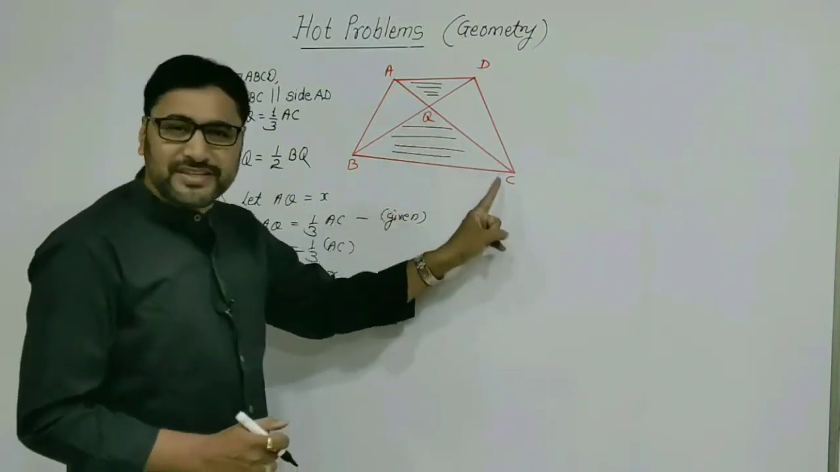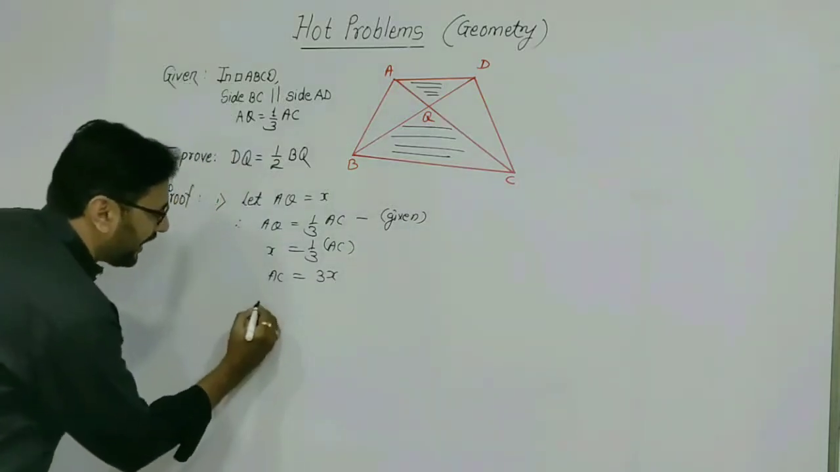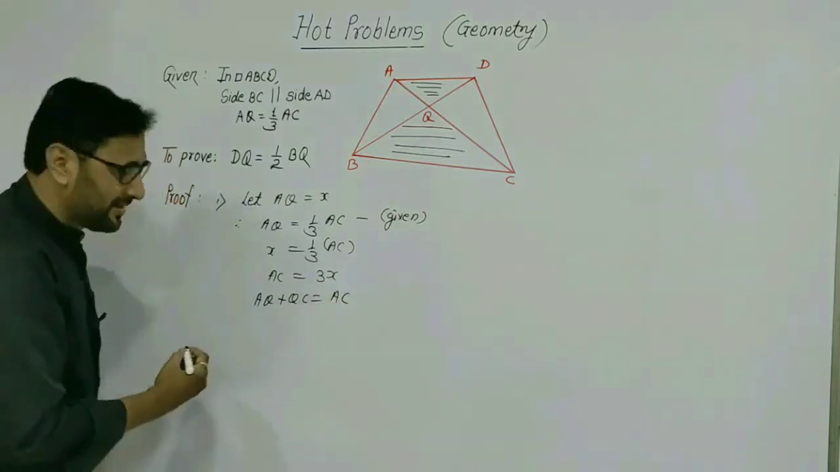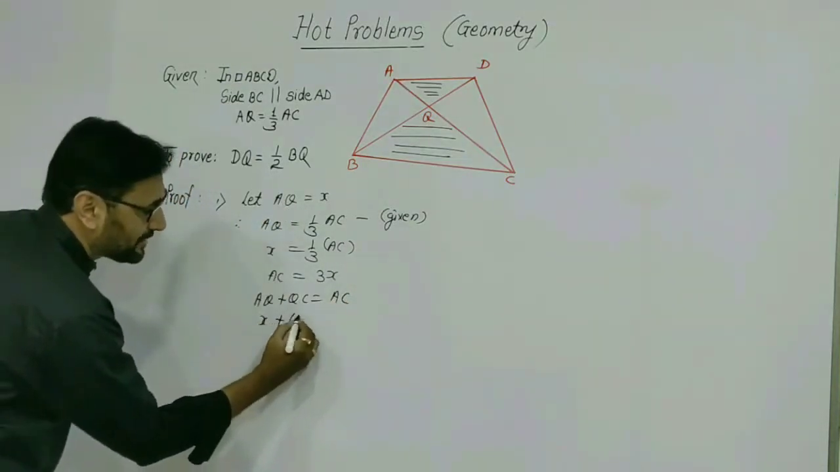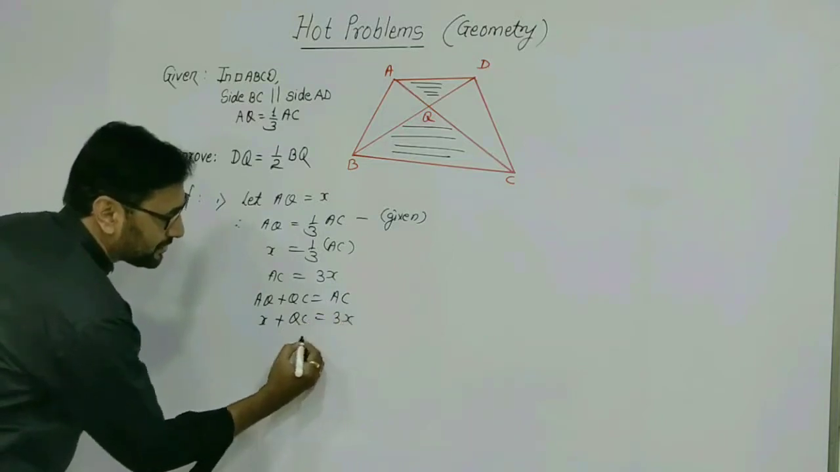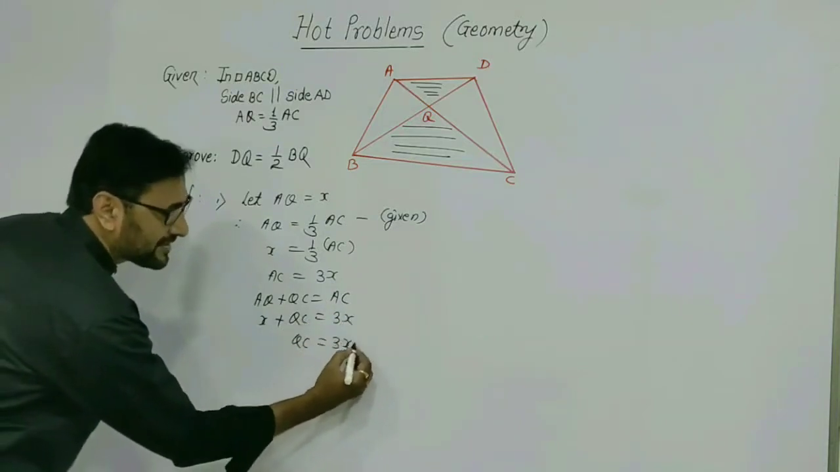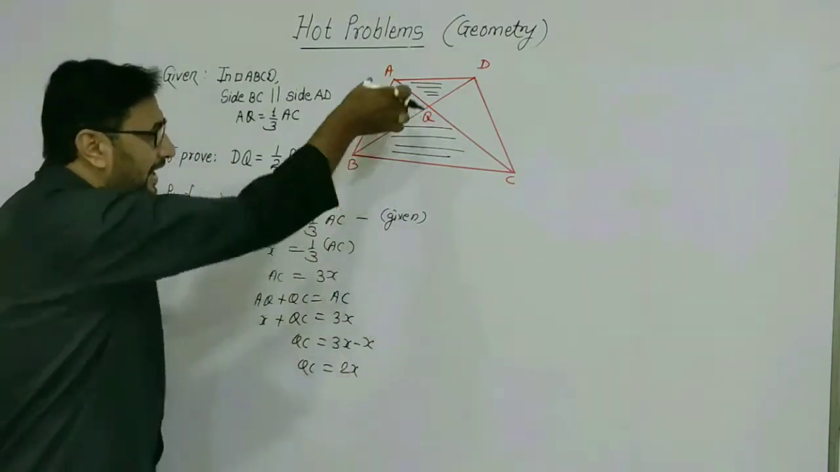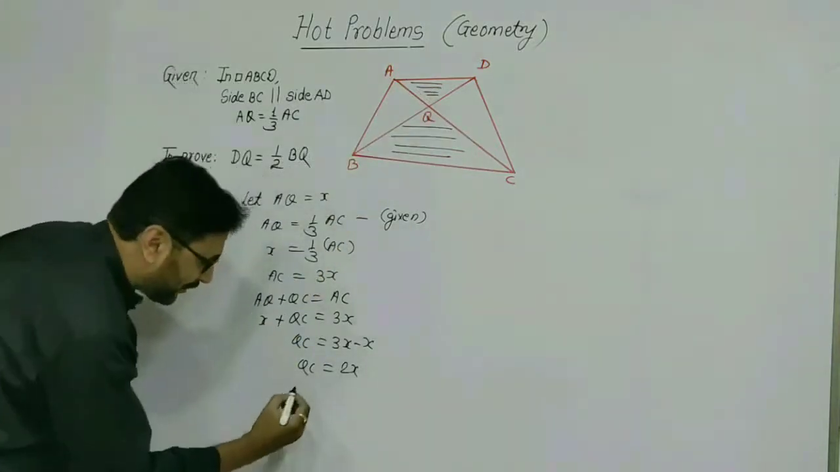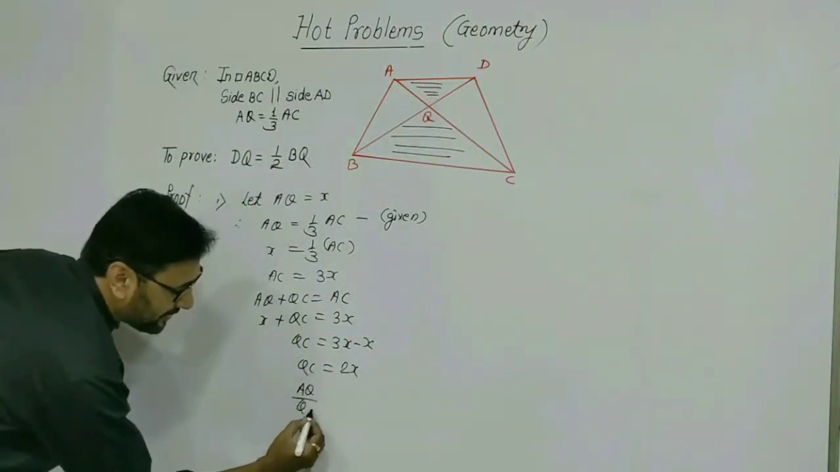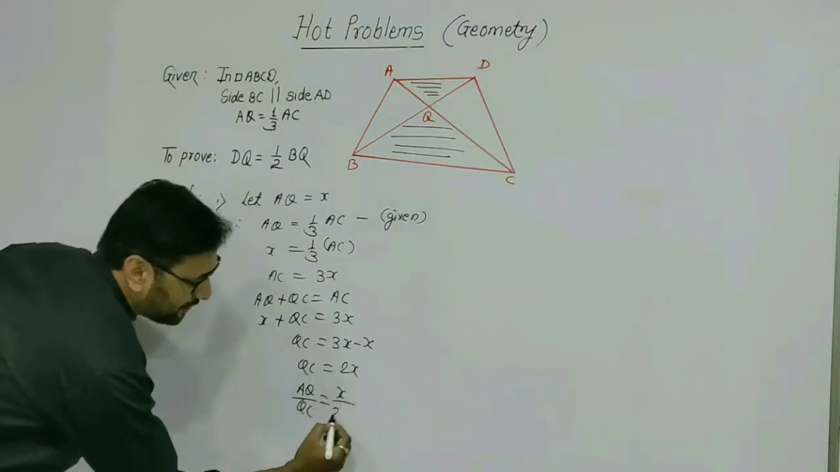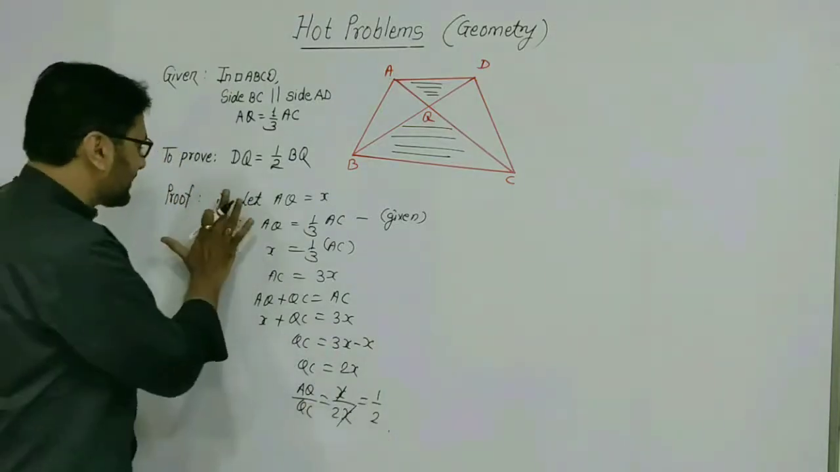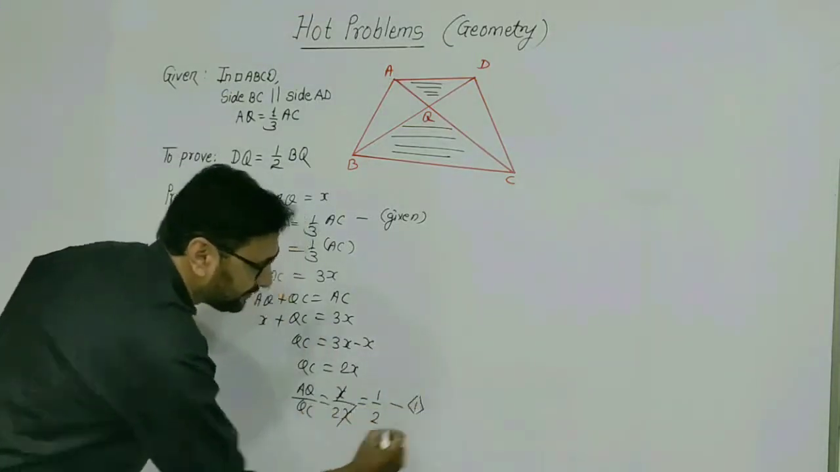Will you be able to find QC? Yes. How? You know, AQ plus QC equal to AC. So what is AQ? X plus QC equal to 3X. So QC is equal to 3X minus X, that is 2X. AQ is X, QC is 2X. Then what is AQ upon QC? AQ upon QC is X upon 2X, X cut, that is 1/2. Suppose this is number 1.